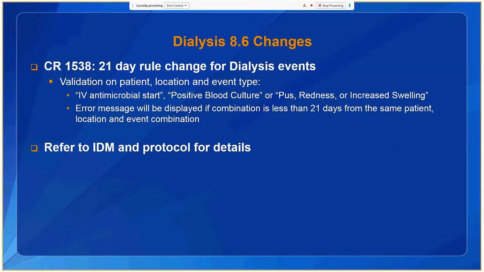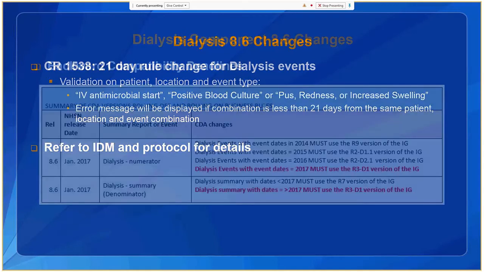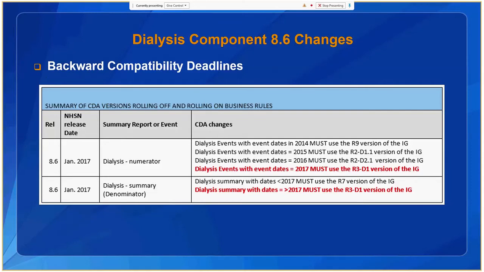There's also the 21-day rule that has been implemented for dialysis events. It will be validation on patient, location, and event type, and is based on the IV antimicrobial start, positive blood culture, or the pus, redness or increased swelling. You will get an error message displayed if the combination is less than 21 days from the same patient, location and event combination. Whether you manually enter it or do a CDA import, you should get the same error message. Refer to the IDM and protocol for details. Next slide.